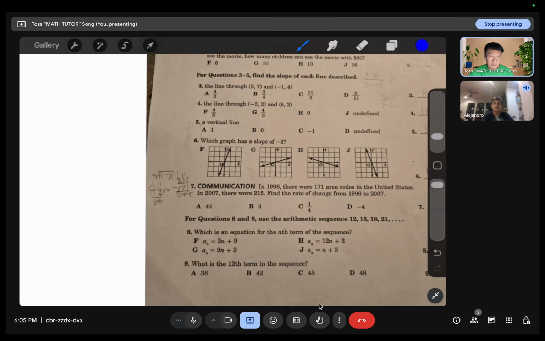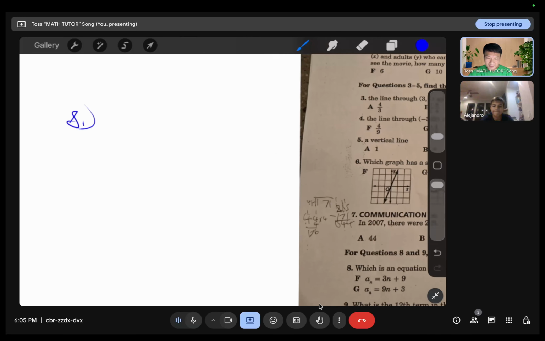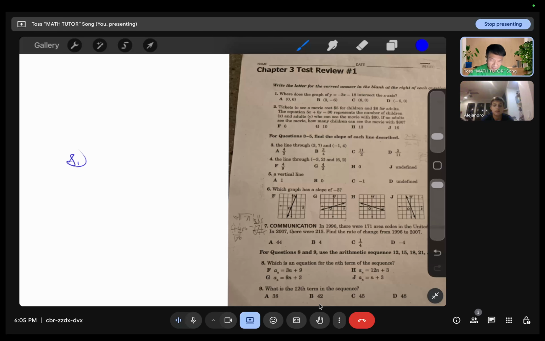Plug in 12, 15, 18 and test them out. For example, 18 will be the third one. That means a sub 3 equals 3 times 3 plus 9. It better be 18. But that can be a bit deceiving because you may have to test all of it. That's a lot of time, right? Okay, tell me. I'll do it with you. I'll let you go first. What are you going to do?